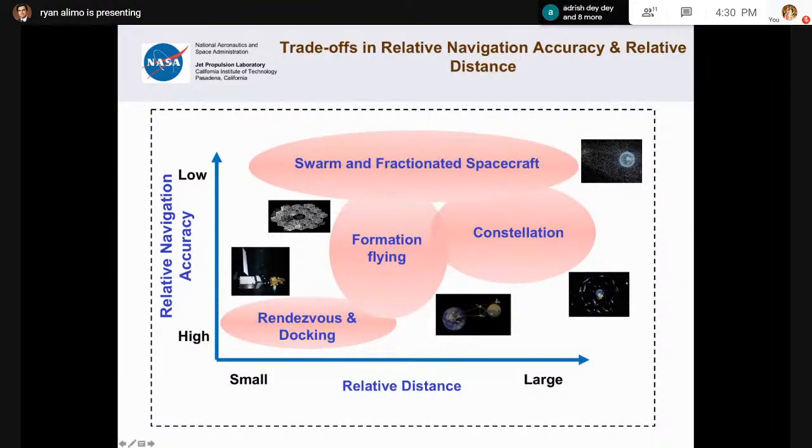The accuracy needed is less. A constellation is like GPS, and swarm and fractionated spacecraft are like tiny spacecraft that are going to create a virtual structure. My research area is more focused on formation flying, and swarm and fractionated spacecraft. It also has some applications for rendezvous and docking, but mainly it's formation flying and swarms of spacecraft.